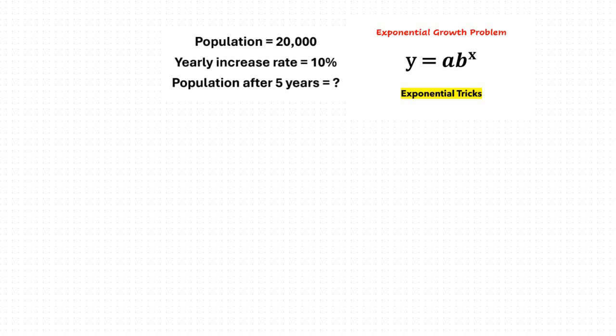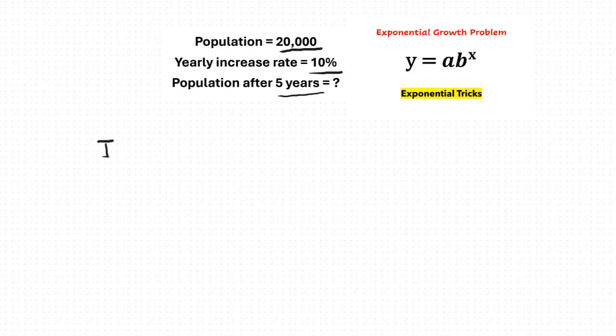We have a very nice exponential growth problem. Population given is 20,000. Yearly increase rate given is 10%. We have to find the population after 5 years by using the exponential growth equation, which is y equals a b to the power x.